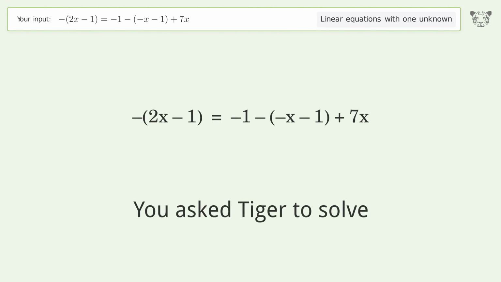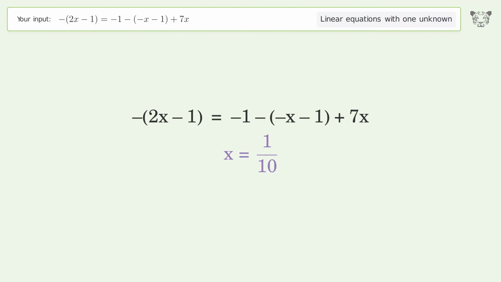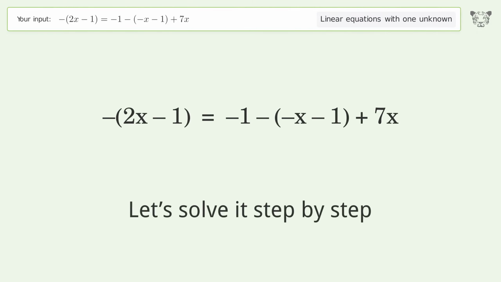You ask Tiger to solve. This deals with linear equations with one unknown. The final result is x equals 1 over 10. Let's solve it step by step.